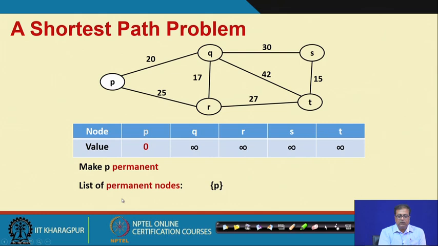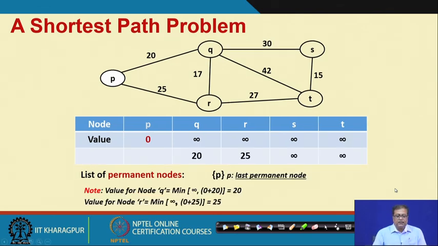At this point, what are our permanent nodes? Only one, that is P. That is what we have done: we started from P, put a level 0 to that P and made it permanent. So, P is our permanent node. Having done that, let us go to the next slide.